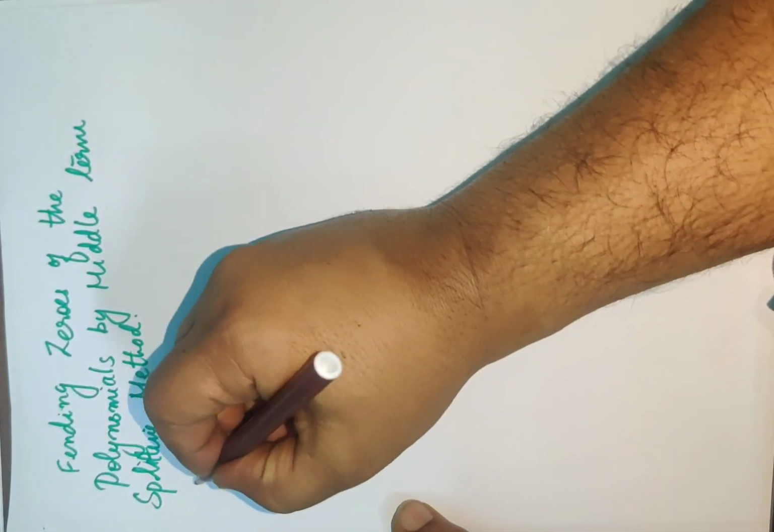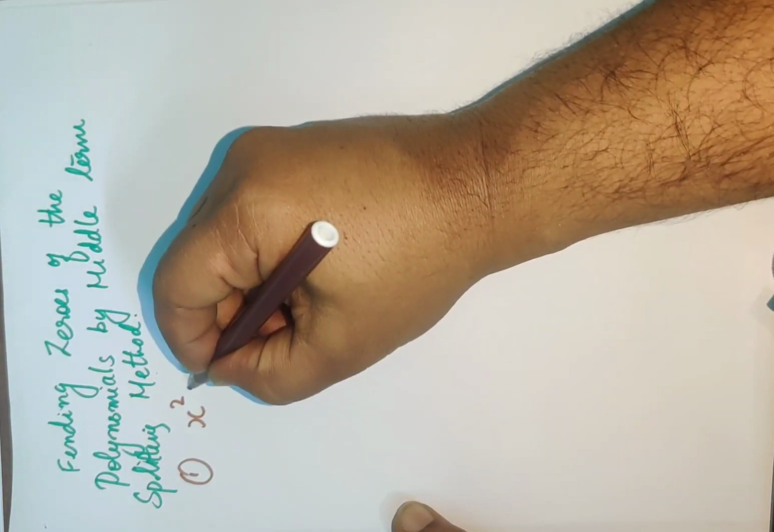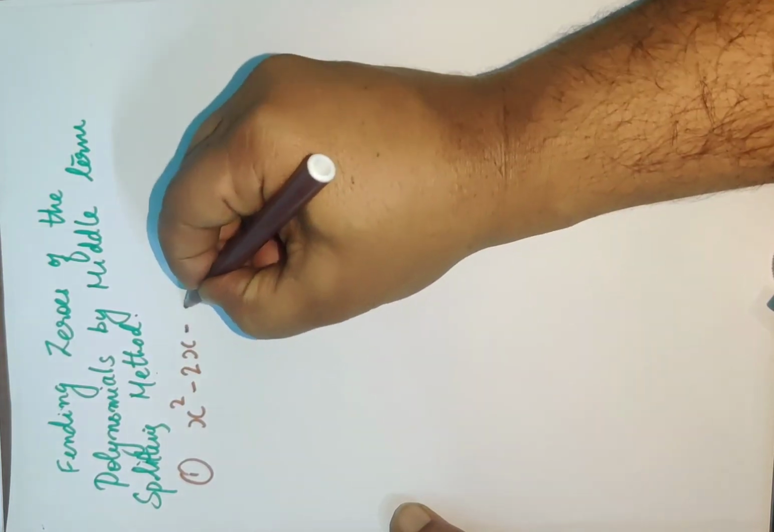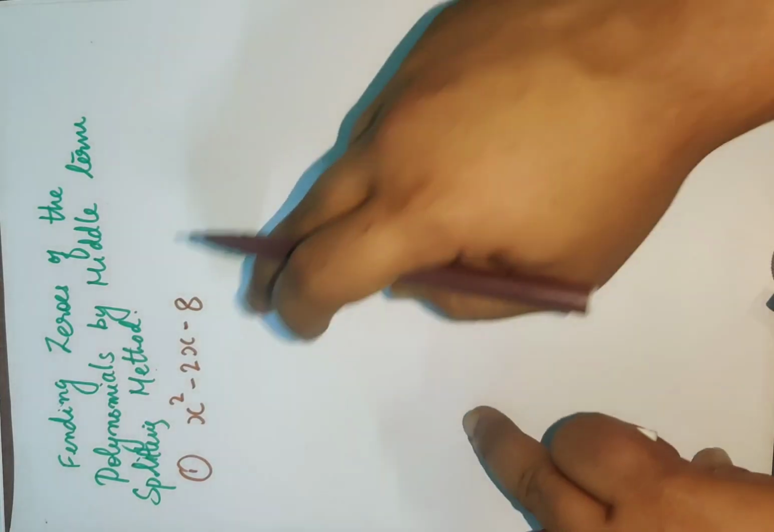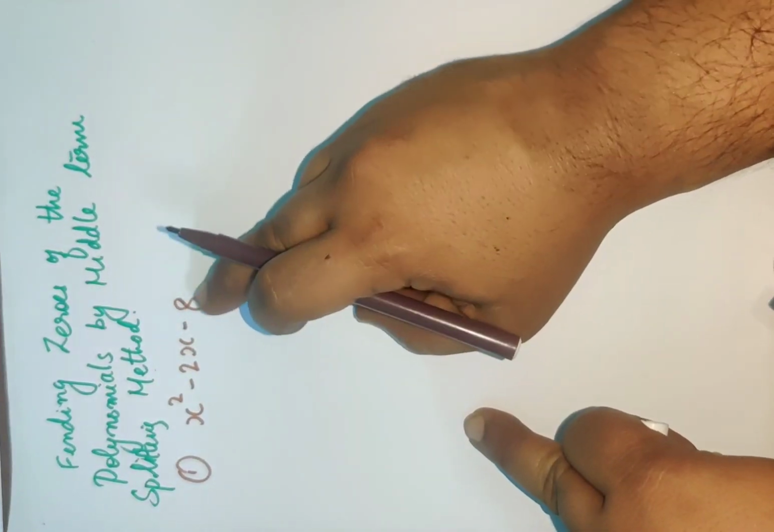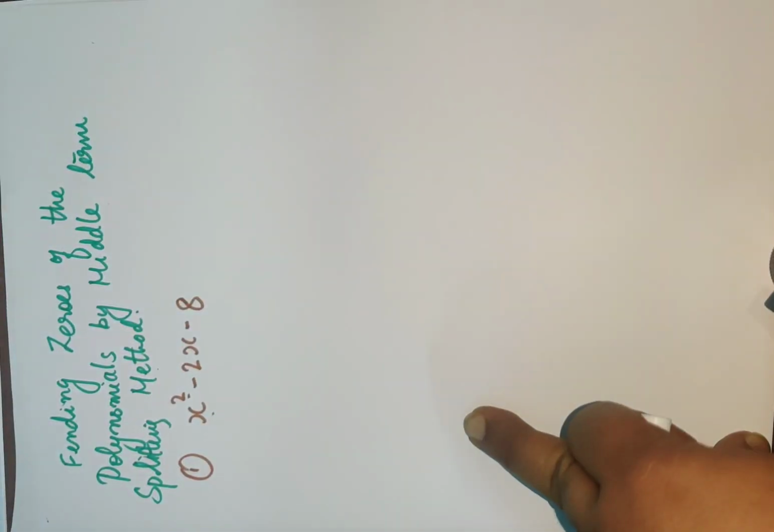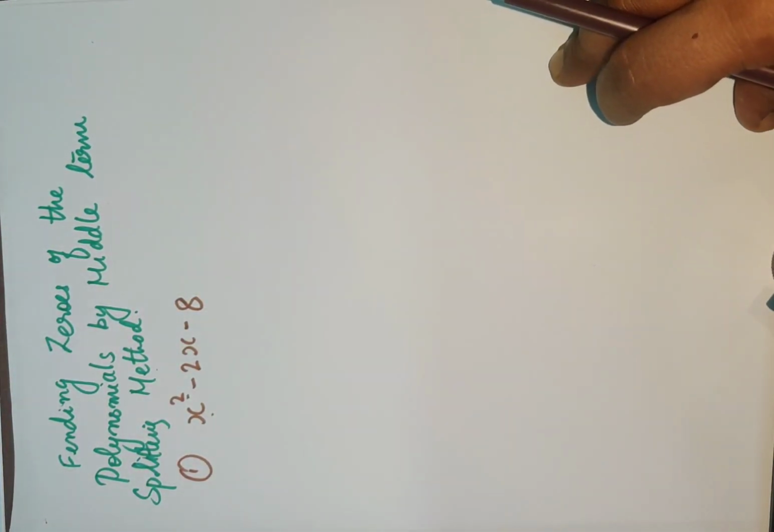For example, x square minus 2x minus 8. So kindly listen here very carefully. So x square minus 2x minus 8. The highest degree of the variable is 2, so we'll get two zeros, right? So we are going to be finding the zeros by splitting method.